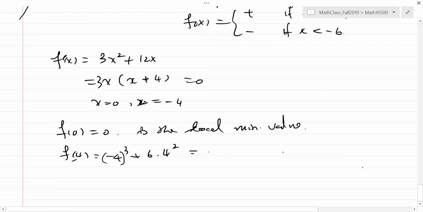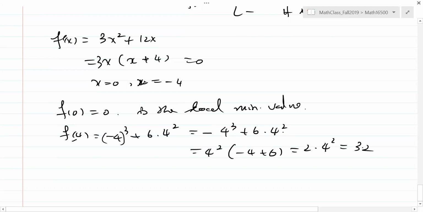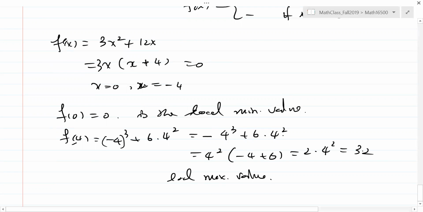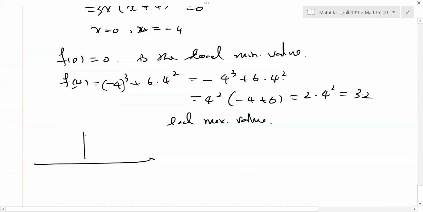Okay, so it's going to be (-4) cubed plus 6 times 4 squared. I take the 4 out, take -4 plus 6, and it's 2 times 16, right? 32. 32 is a reasonable number. Okay, so this is a local maximum value of the function. I think we're almost there. One thing is left. Let's keep drawing the picture here.